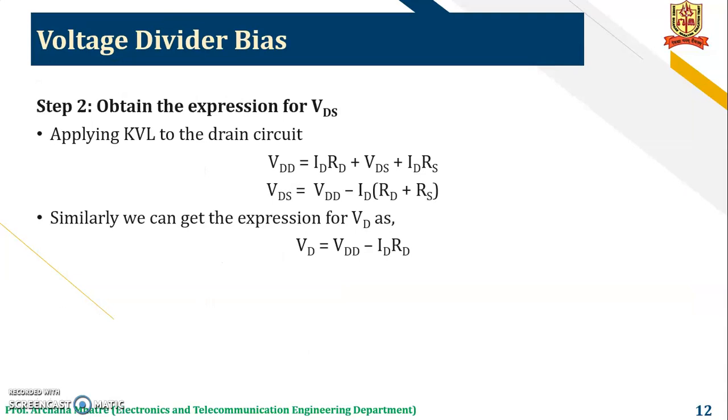Then next step to obtain the expression for VDS, apply KVL to the drain circuit. So we'll get the equation as VDD is equal to IDRD plus VDS plus IDRS. So VDS is equal to VDD minus ID into bracket RD plus RS. Similarly, we can get the expression for VD as VD is equal to VDD minus IDRD.